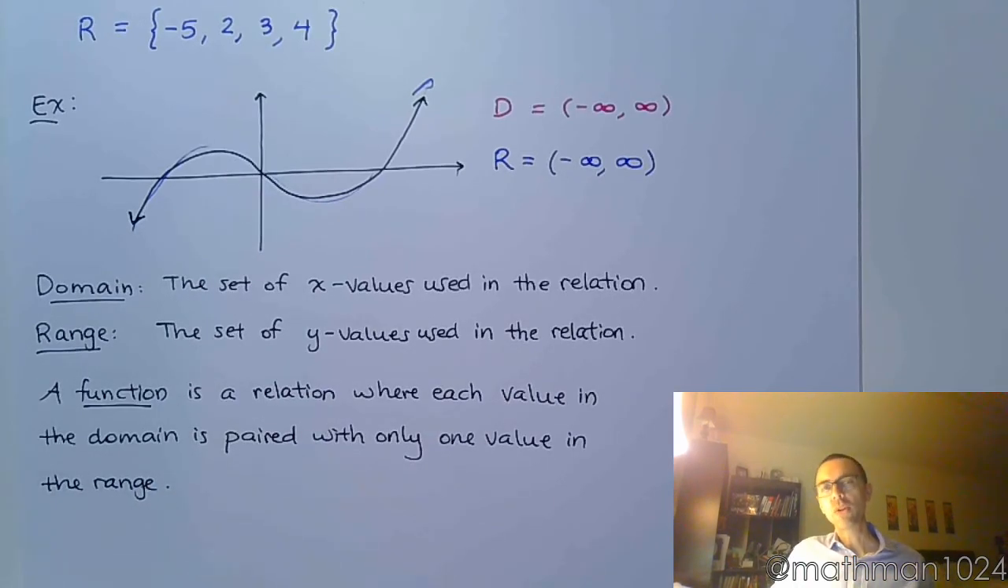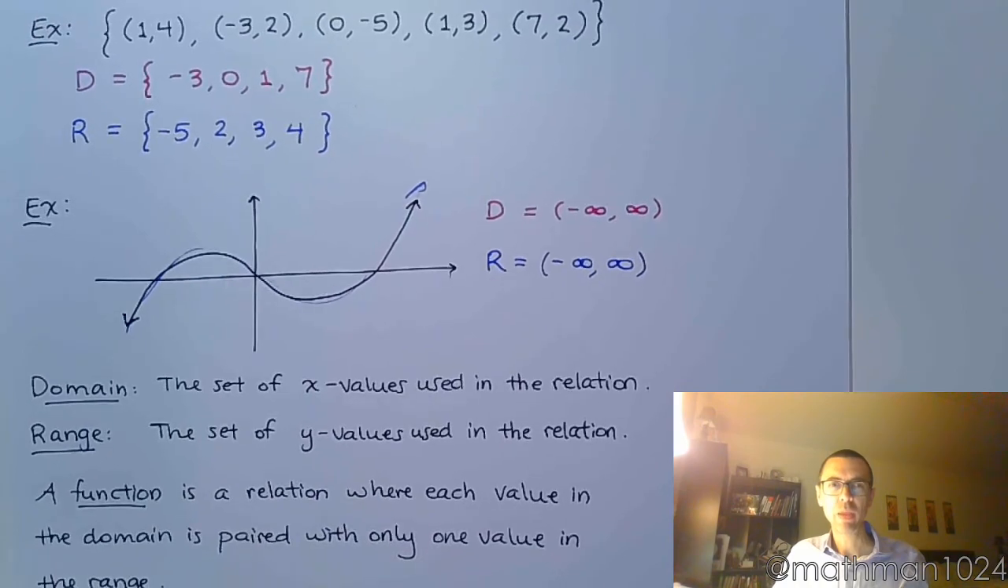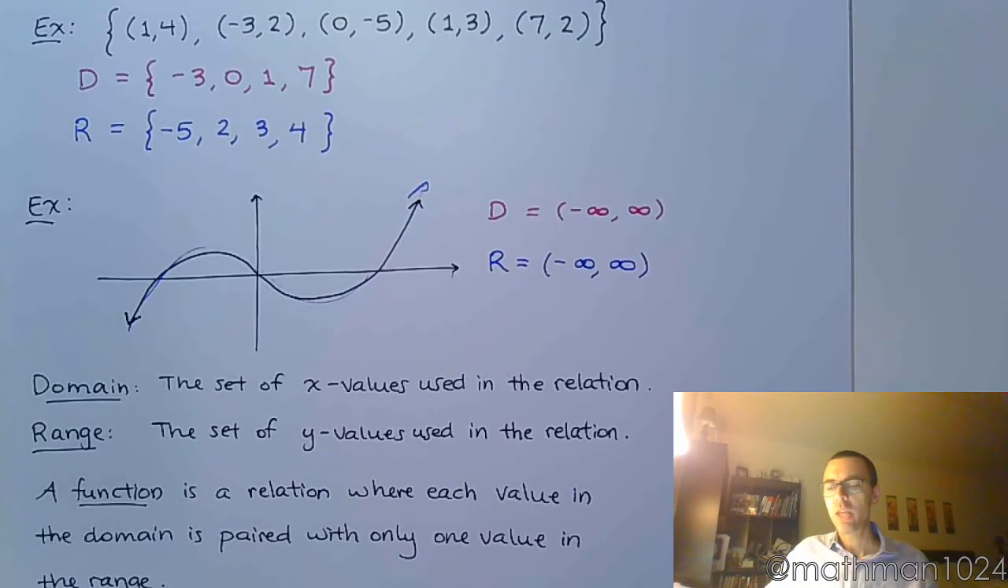Okay? So a function is going to be a relation. It's a subset of relations where each value in the domain is paired with just one value in the range. So let's look at this first example that we had. Is each x paired with just one y? Well, you can look at this, but then you're going to notice there's a problem. And the problem happens right here.